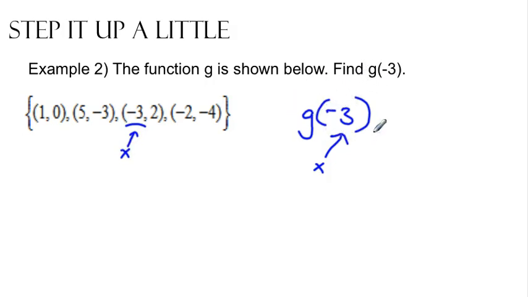Well, taken all together, that's asking for a range value. So the range value that goes with -3 is 2. So I would say that g of -3 is equal to 2. This is just a fancy way of saying, hey, when my x value is -3, what's my y value? Well, it's +2. And again, you can see the ordered pair hiding in there. So my final answer, if I'm wanting to find g of -3, g of -3 is equal to 2.